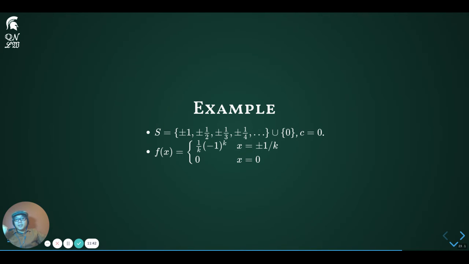We're interested in the following function. When x is 0, we set f of x to be 0. When x is plus or minus 1 over k, we set f of x to be 1 over k times minus 1 to the power k. Notice that with this example, our set S does not contain any intervals. It is just a bunch of points that come together near 0.